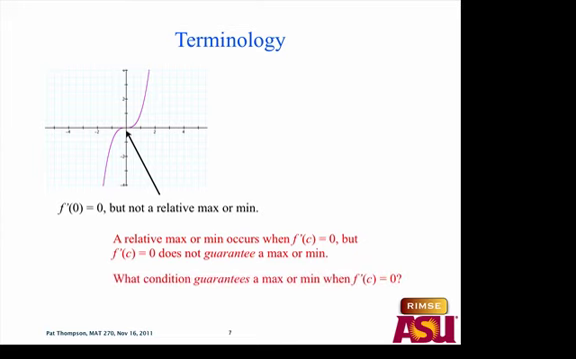So what condition guarantees a max or min? We need to get another condition, a combination of information, so that we can definitively say, okay, we've got a relative max or we've got a relative min. So here's a situation where can you see a relative min and can you see a relative max in this graph? Okay?